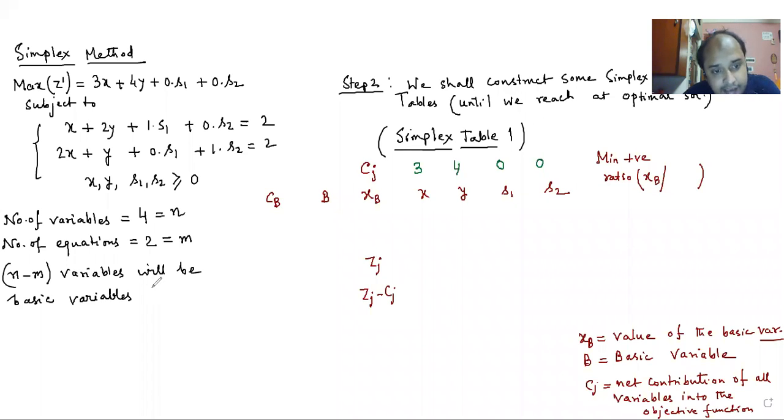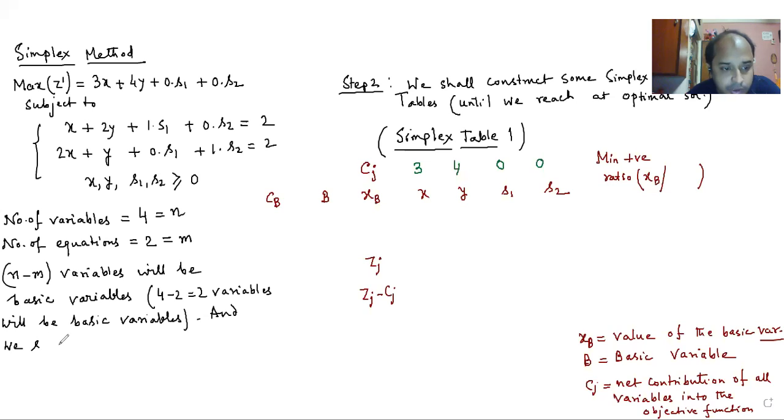So here in this particular problem, according to this rule, 4 minus 2, that is 2 variables will be basic variables. And we shall put 0 value to the basic variables.